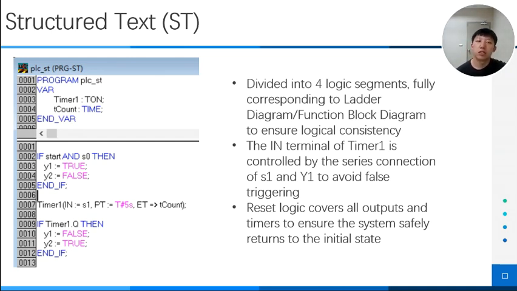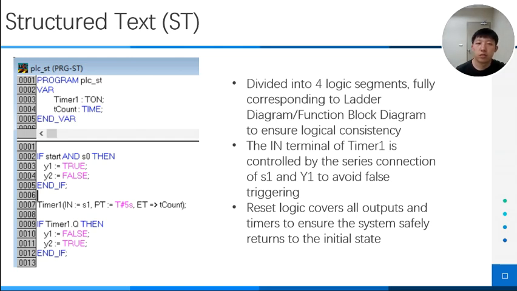This is the structured text program. I split the code into 4 parts. They have the same logic as the ladder diagram and function block diagram. Part 1 is start-up logic. It checks if start and S0 work, then controls Y1 and Y2. Part 2 starts the timer. Only when S1 and Y1 work together, the timer starts.